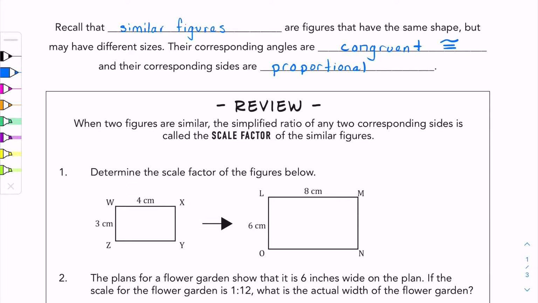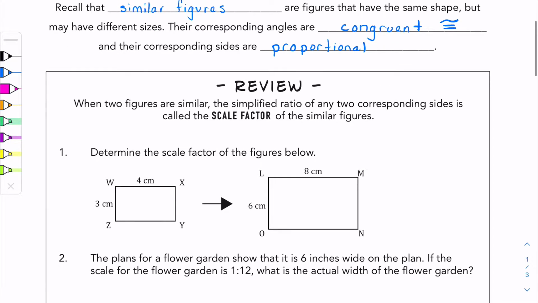Number 1 says determine the scale factor of the figures below. So the scale factor, we generally use the variable n, if you remember that, and you just set up a ratio. So you always do the image over the pre-image, and this would be the image here. And this is called the pre-image. I'm looking at the direction of the arrow, that's why I'm saying it like that.